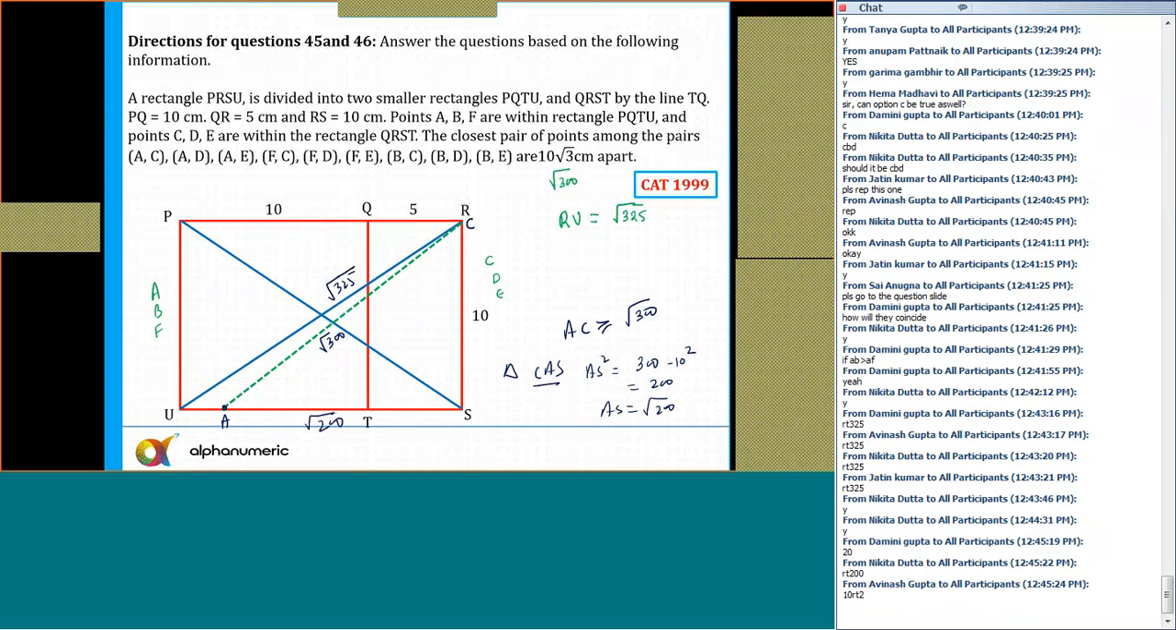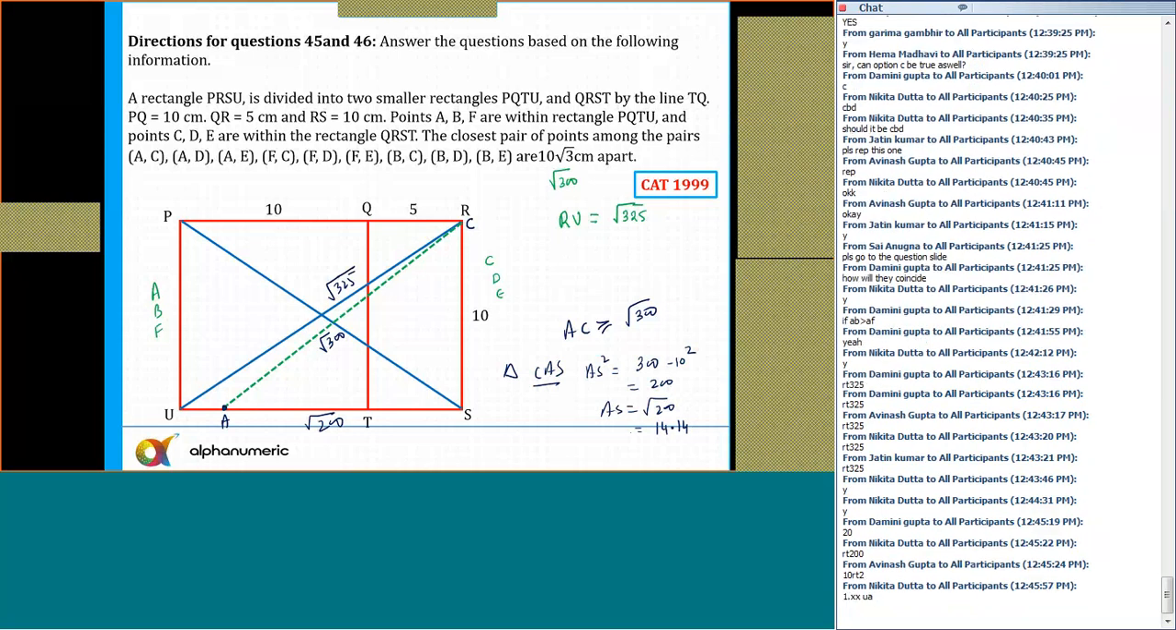Okay. Now if AS is equal to root 200, what is the approximate length of UQ? That is, root 200 is 10 root 2. 10 root 2 is 10 into 1.414. That is approximately equal to how much? 14.14? Yes or no? Root 2 is 1.4 approximately, and 1.4 into 10, 14.14.